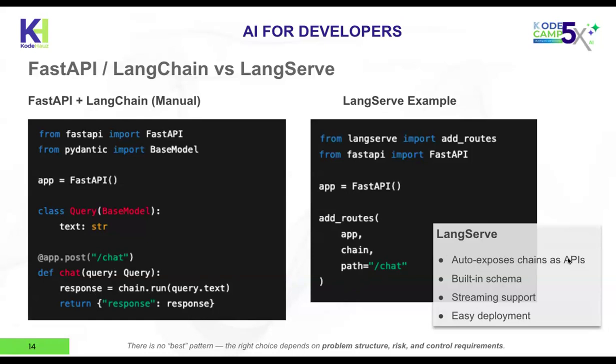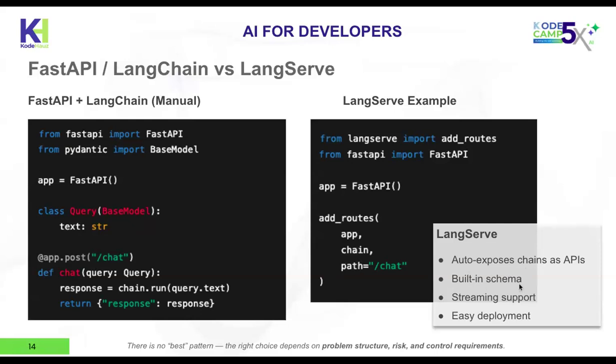So even agents will be exposed as APIs, right? And then LangServe has built-in schema. So in this case, we had to use a Pydantic based model here to define the schema for the inputs that will come, right? But with LangServe, it has its own built-in schema, still using the same Pydantic, but you don't have to worry about it, right?